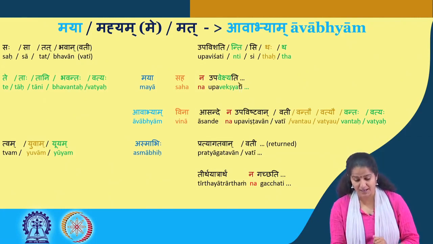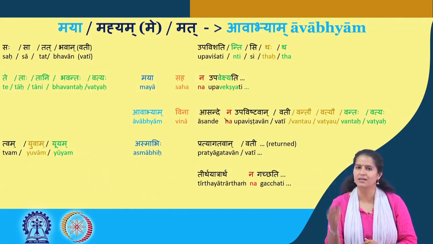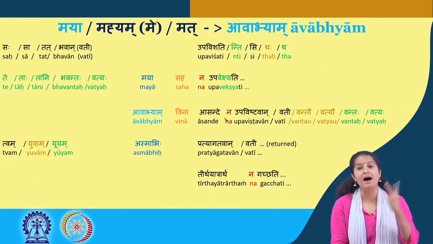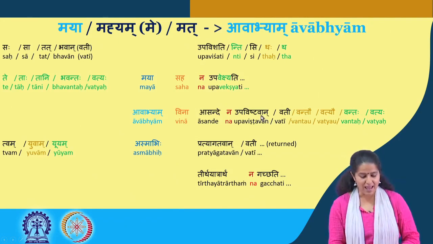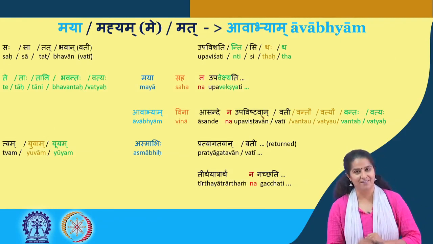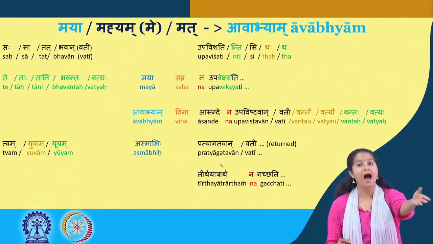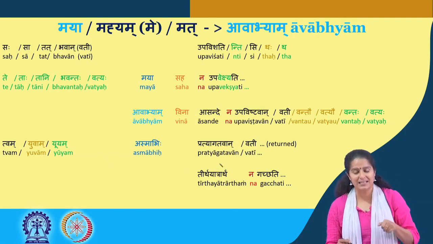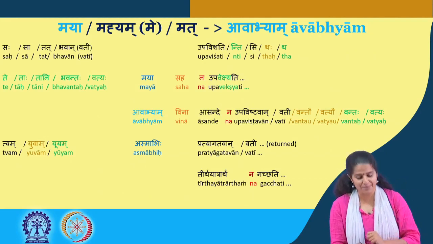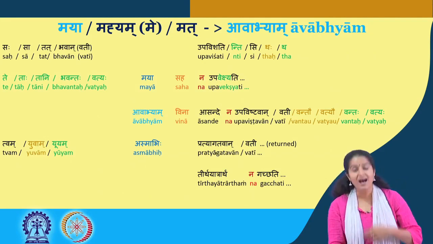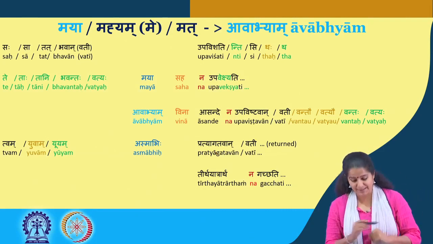Saha maya saha asande upavishtavan, or upavishtavati. I'll keep the negative out and leave you to practice with that. Next, saha avabhyam saha asande upavishtavan or upavishtavati. And finally, saha asmabhihi saha asande upavishtavan. Uttamam. Now, let's take this form of pratyagatavan, came back. So, gatavan, agatavan, pratyagatavan, went and came back. Saha maya saha pratyagatavan, saha avabhyam saha pratyagatavan, saha asmabhihi saha pratyagatavan.